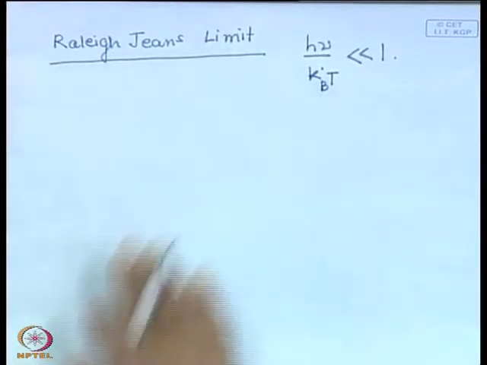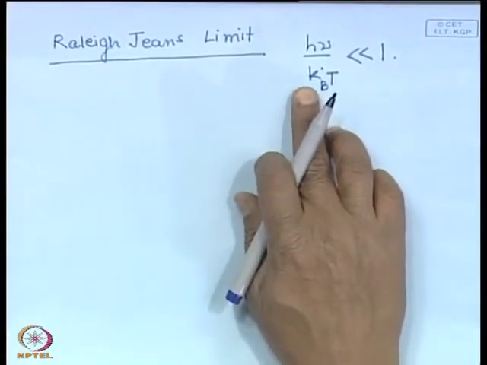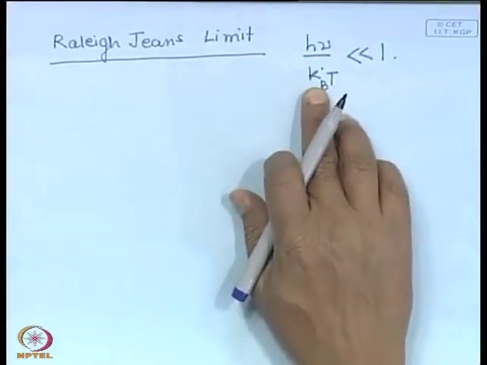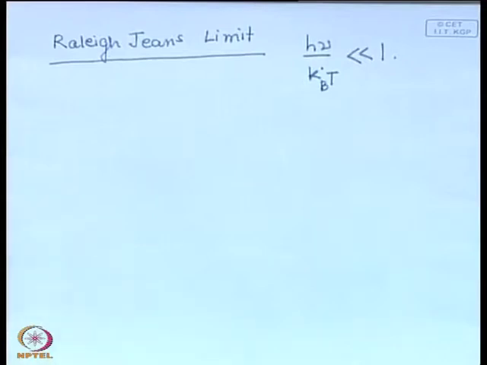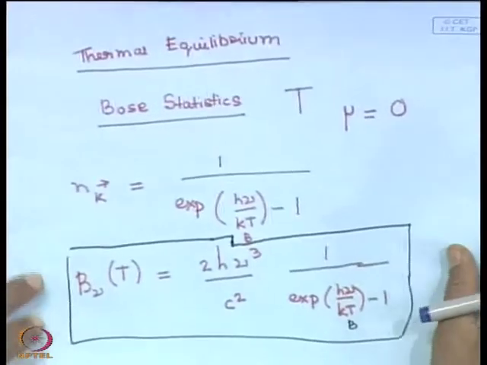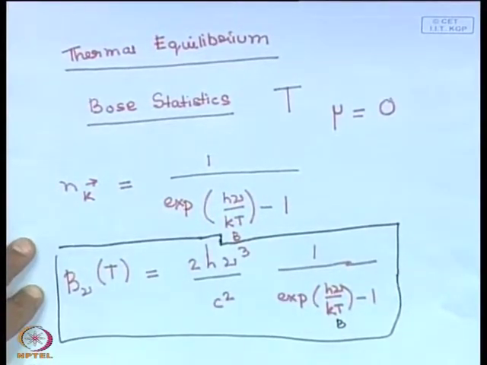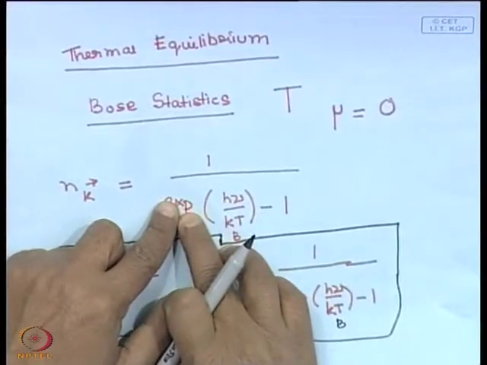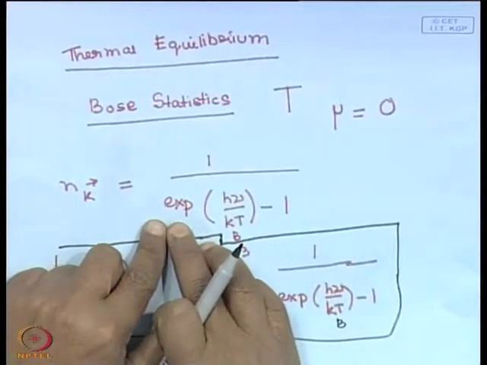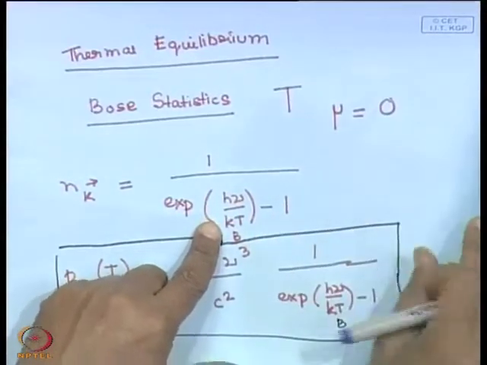The temperature of your system defines a frequency, and that frequency is basically k_B T by the Planck constant. The frequency that you are looking at is much smaller than that. Let us see what happens. If h nu by k T is much smaller than 1, then we can expand this in a Taylor series, and this will become 1 plus h nu by k T minus 1. So, 1 cancels out.